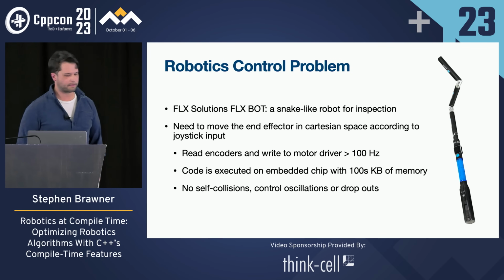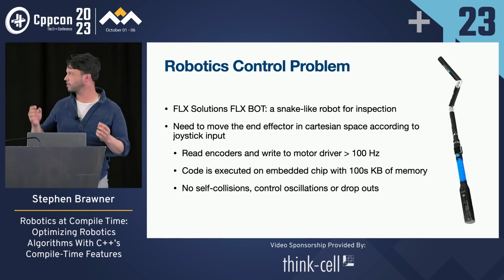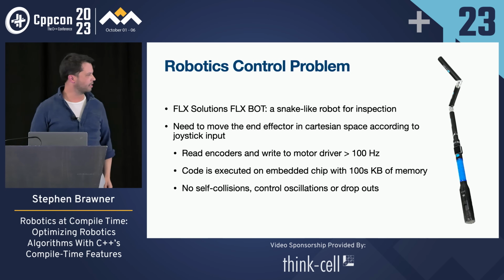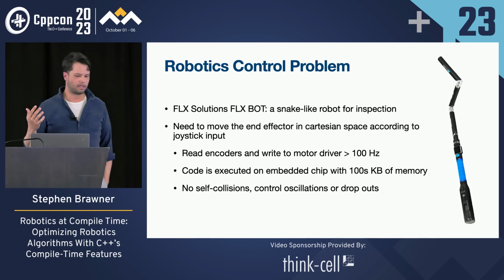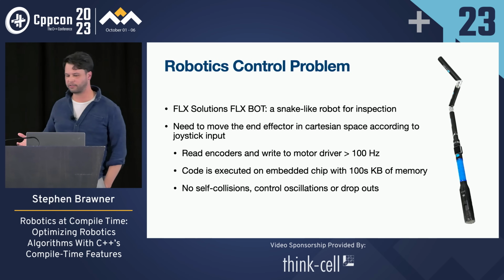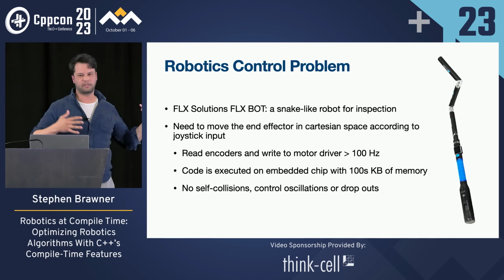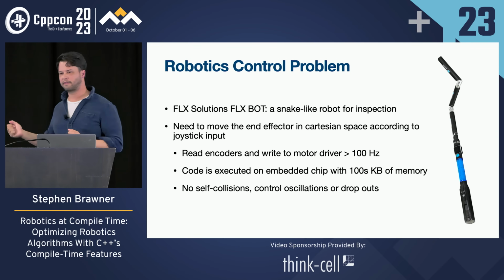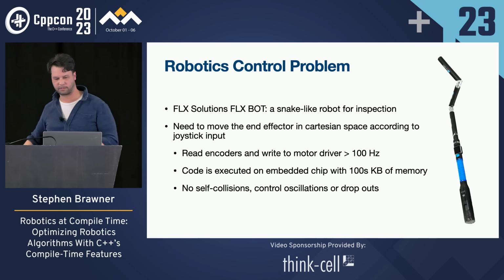This is a snake-like robot we use for inspection, and the problem that we are going to talk about here is how do you move the robot in Cartesian space with a simple joystick input, and we need to read encoders and write to the motor drivers much greater than 100 hertz. Code is executed on embedded chips with 100 kilobytes of memory, and we need to ensure that there are no self-collisions or control oscillations or dropouts, so that even though this is not used in safety-critical applications, the technician who uses the robot doesn't just throw it in the trash.